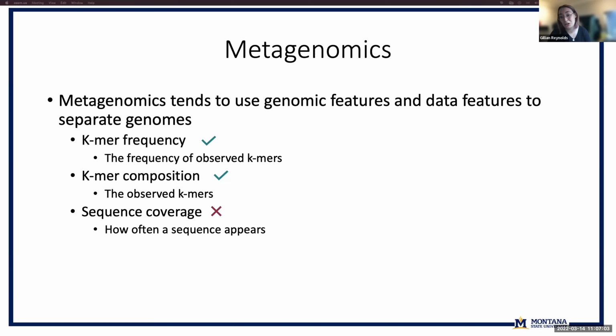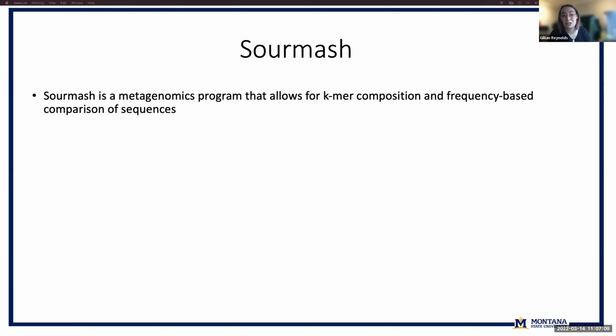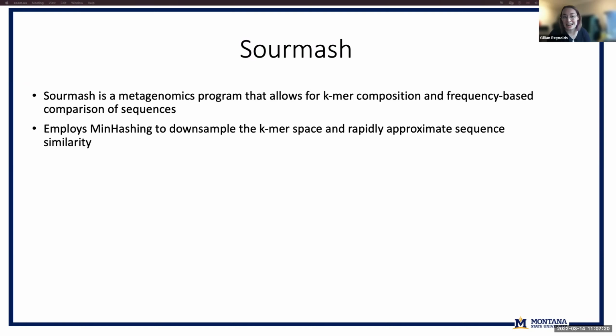So if I'm going to hijack some metagenomic approaches, I need to make sure I'm not using ones that employ that feature. And with that, I found Sourmash. Sourmash is a metagenomics program that allows for k-mer composition and frequency-based comparison of sequences. So it doesn't use coverage, and it employs min hashing to downsample the k-mer space, which allows us to rapidly approximate sequence similarity.